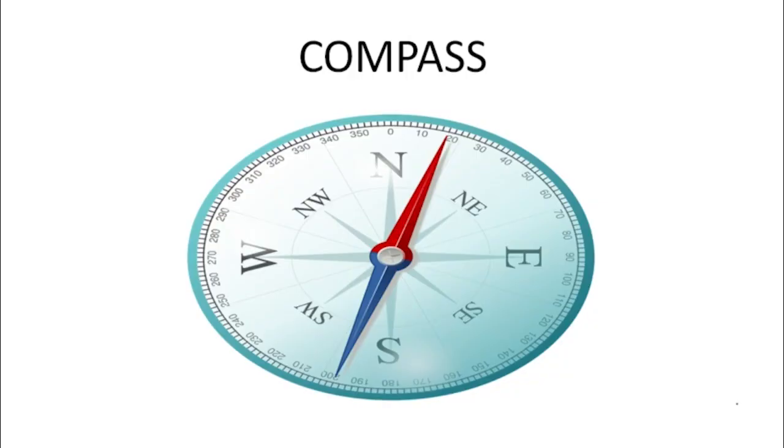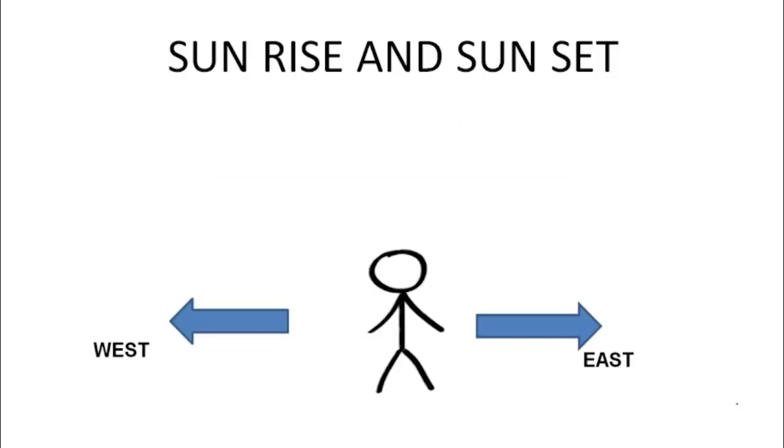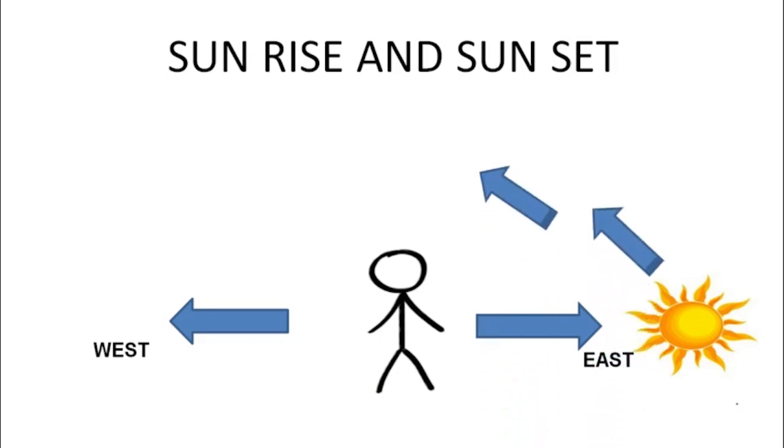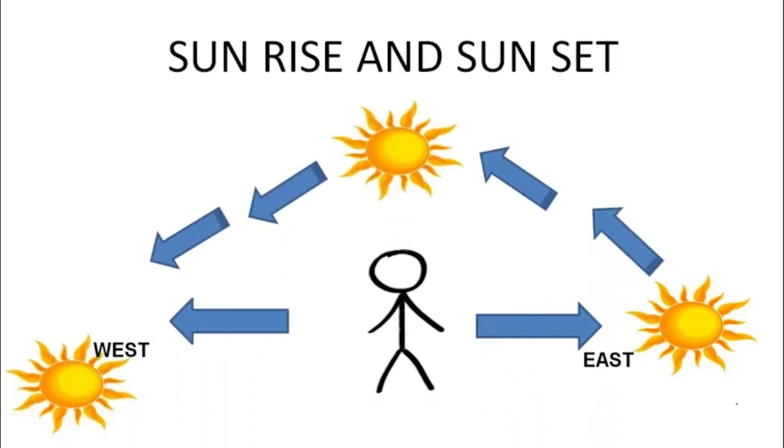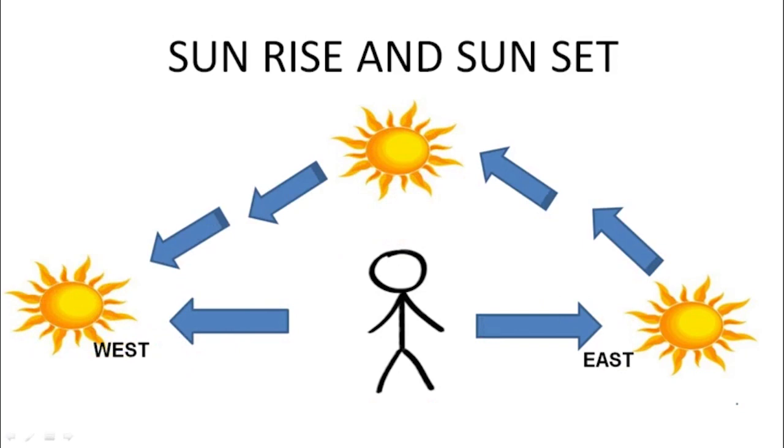If you don't have a compass, tell me, how can you identify the direction? There is a natural object which lets you identify the direction. What is that? It's the sun. Yes, and just by looking at the sun and knowing the time of the day, you will be able to identify the directions. How can we identify the directions with the help of the sun? We all know that the sun rises in the east and the sun sets in the west. By the time it's evening, it goes to the west. By looking at the position of the rising and the setting sun, you will be able to say which is east and which is west.